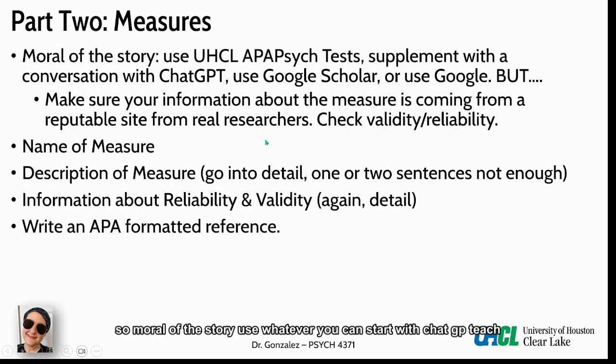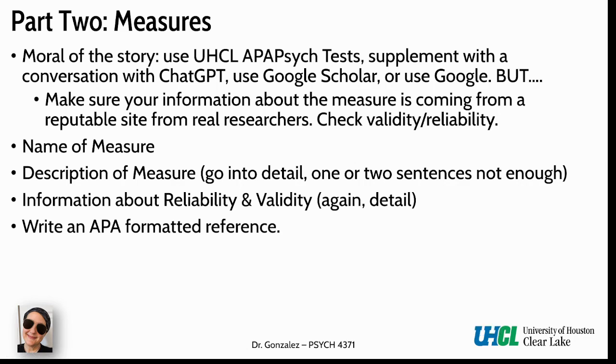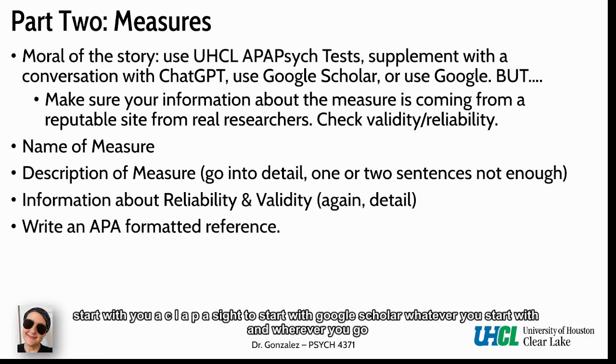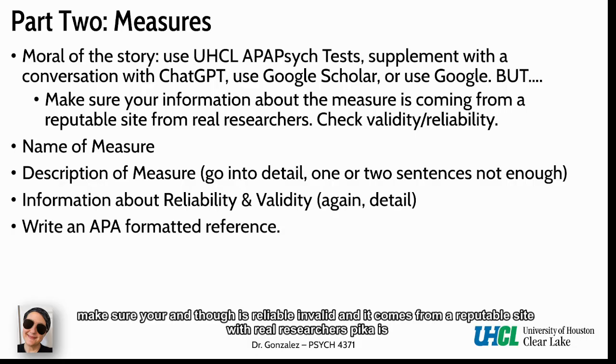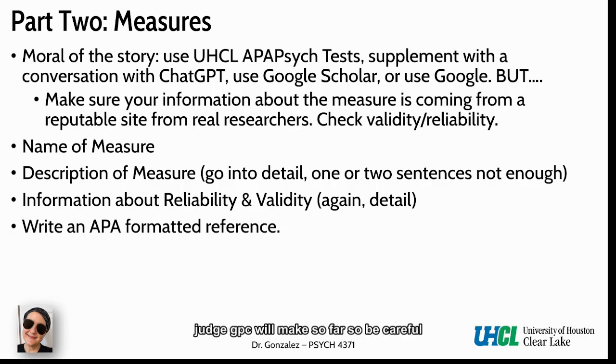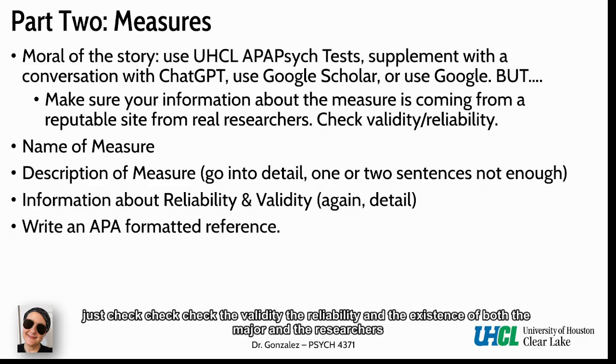So moral of the story, use whatever you can. Start with ChatGPT, start with UHCL, APA PsycTests, start with Google Scholar, whatever you start with, and wherever you go, make sure your info is reliable and valid, and it comes from a reputable site with real researchers, because ChatGPT will make stuff up. So be careful. Just check the validity, reliability, and the existence of both the measure and the researchers.